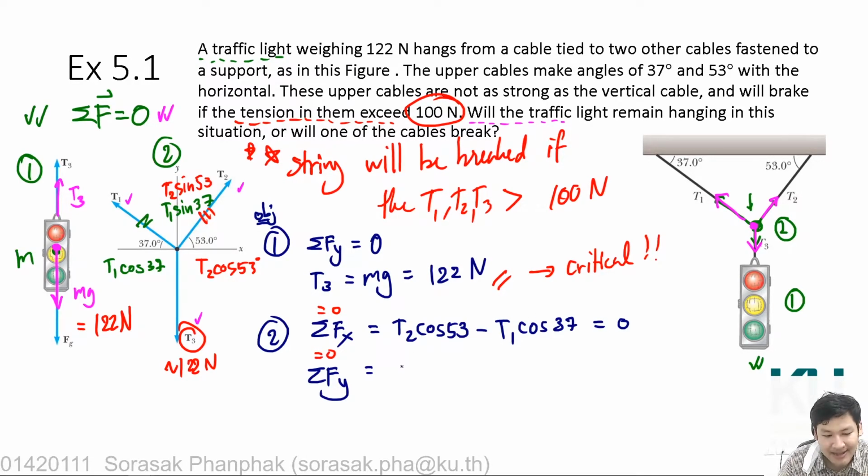And how about the next one? You get the summation in the y direction, which is T2 sin 53 plus T1 sin 37, and you subtract T3, which is in the downward direction, 122, equal to 0.